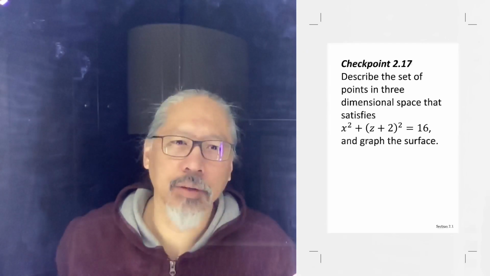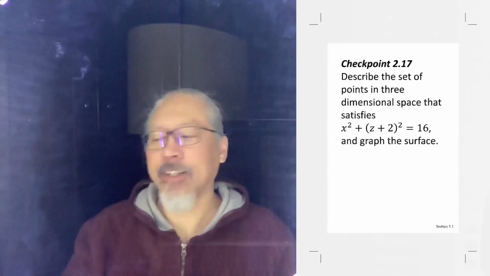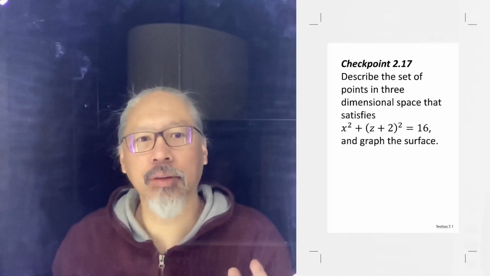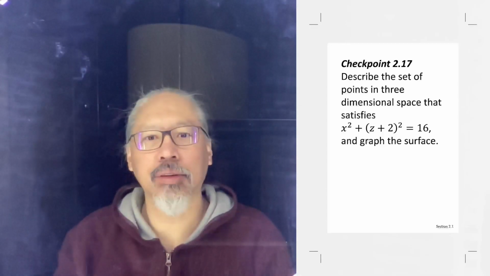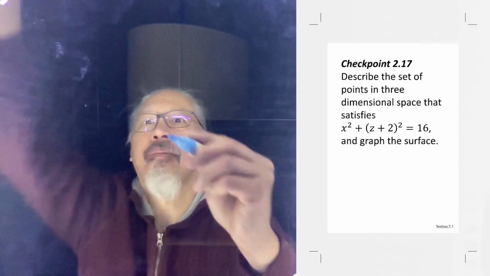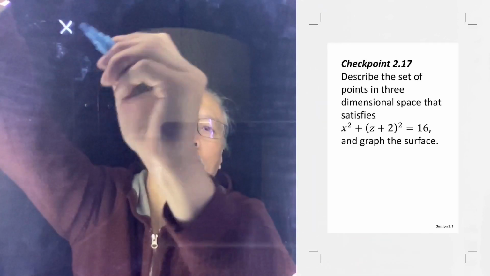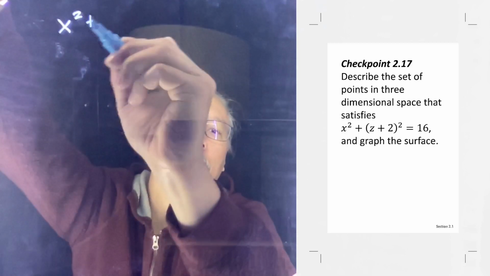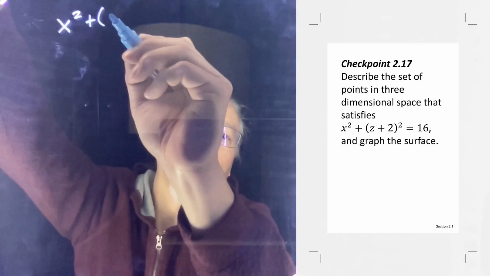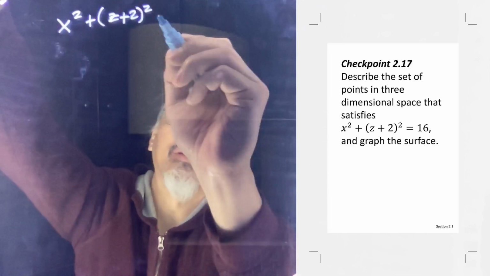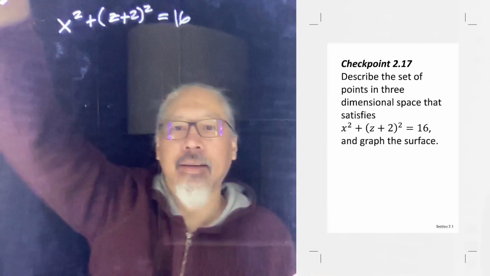Hello, this is checkpoint 2.17. They want us to describe the set of points in 3 dimensions that satisfy the equation. So let's rewrite that. x squared plus quantity z plus 2 quantity squared is equal to 16.